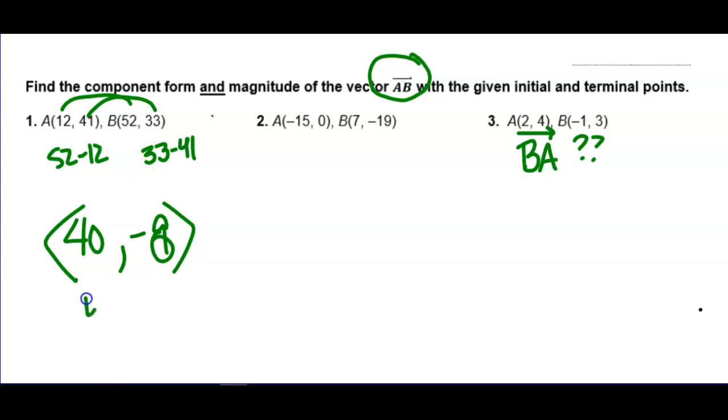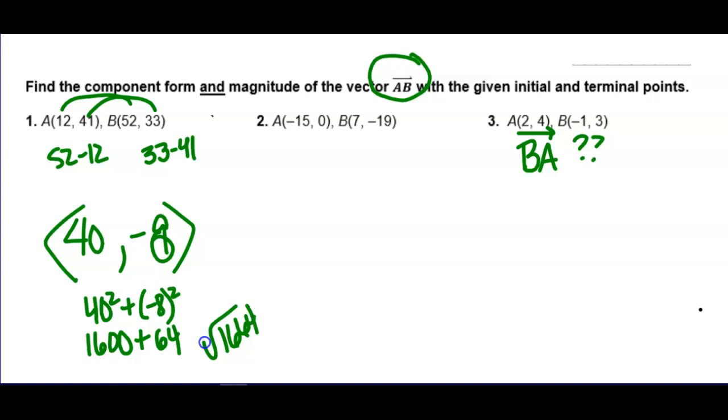So then we need to do the magnitude. So we have, what is that, 1600 plus 64. The square root of 1664 is the magnitude, which is 40.8.